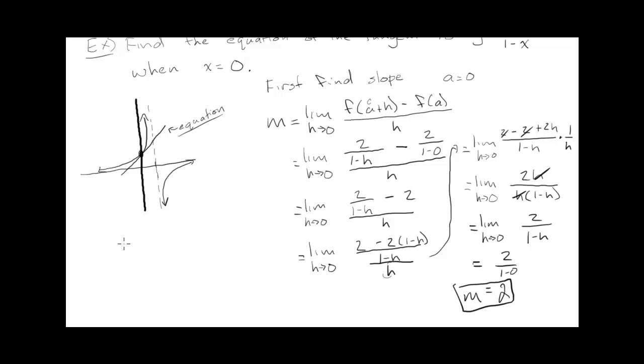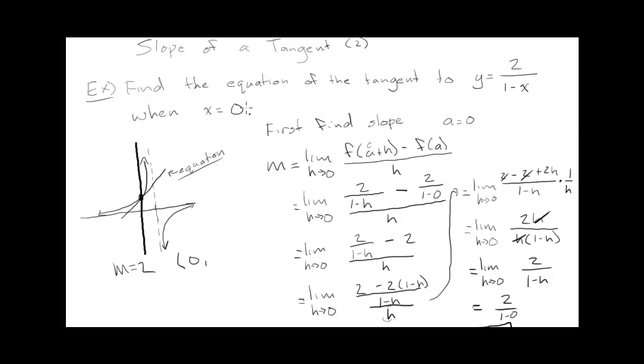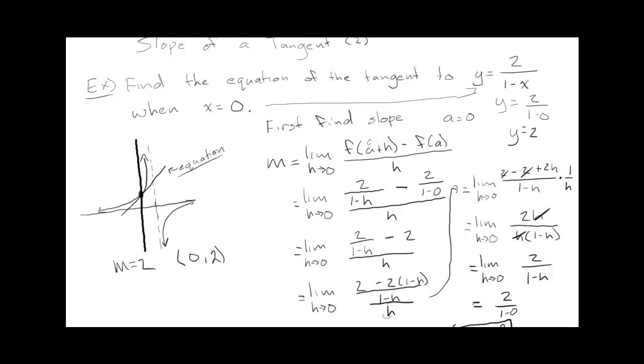So that's your m. That's your slope. So the slope of this line is 2. So we know m equals 2. What else do you need to get the equation of a line? You just need a point. Well, we know that the x value is 0. We weren't given the y value in this case, right? A lot of times you're given the y value, you'd be given a point, but here we're not. So in order to get the y value, just sub this into here, right? So y equals 2 over 1 minus 0, y equals 2, so our point is 0, 2.